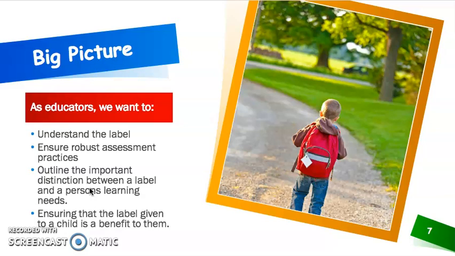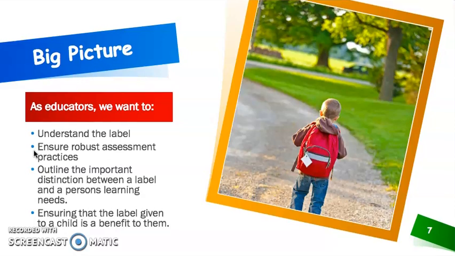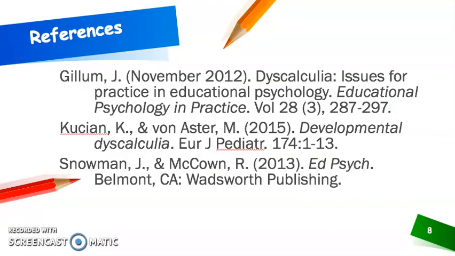For example, in labeling a student with dyscalculia, we want to be sure that he's receiving the one-on-one tutoring, that he's receiving individual therapy, that his parents are comfortable with what he's receiving, and that they're also on board with what he's going to be doing. Lastly, we want to ensure that the label given to a child is a benefit to them. We really want them to know that they're appreciated, loved, and will be able to move forward and succeed academically throughout the years. Lastly, I wanted to share my references just so that everyone could view them.